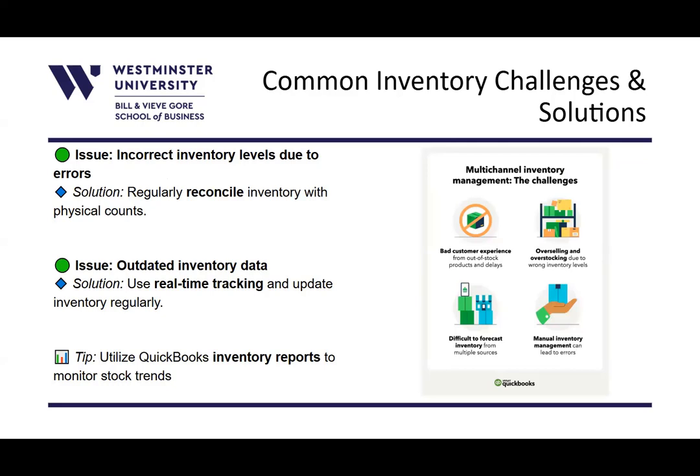Even with good inventory management, problems can happen. So let's take a look at some common issues and how to fix them. For example, you may have incorrect inventory levels, and as a solution, you will regularly reconcile inventory with physical stock. Another issue that can happen is outdated inventory data, and you will use real-time tracking and update inventory frequently to resolve that. Run inventory reports often to monitor trends and prevent errors is a key tip you may have to follow.